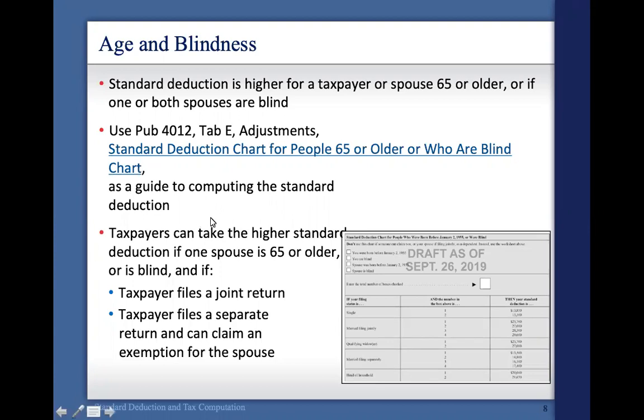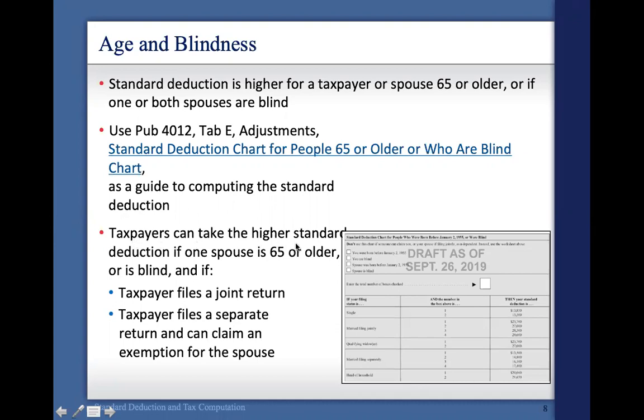And I know we've dealt with this already as well, but we're going to go into a little bit deeper here. Notice that the standard deduction is higher for a taxpayer or spouse 65 or older, or if one or both spouses are blind. Notice down here, this bullet point down here, we're not going to delve too much in the, I'm not going to make you open up your tab E in your booklet, but that's where it is. Instead, we'll focus down here.